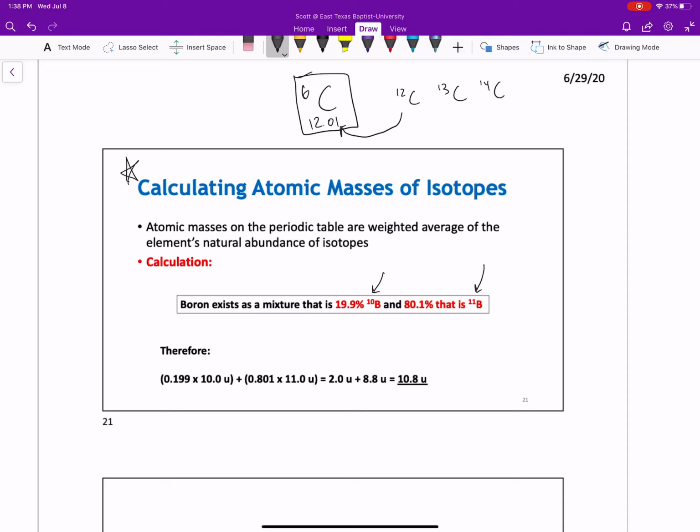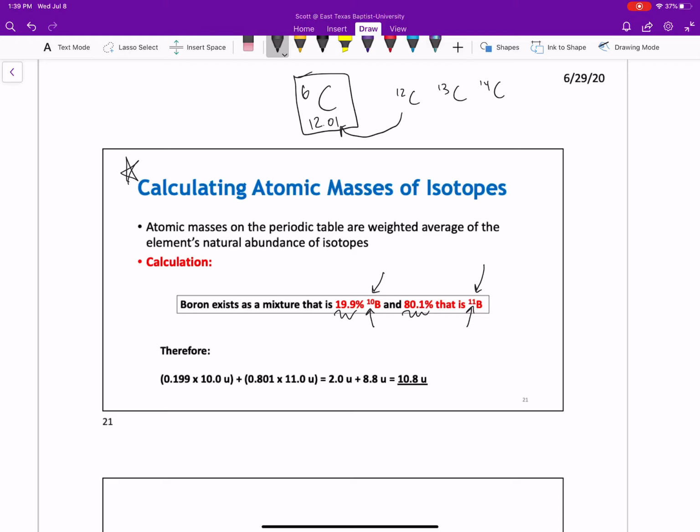You may notice boron on the periodic table. Below it has a mass of about 10.8 units. Now, where did that number come from? I'm going to show you how to calculate this, and this may be important for a test. So, in order to solve this problem, I'd have to give you some information. I'd have to tell you, number one, which mass number boron is, and the relative abundance of each isotope.